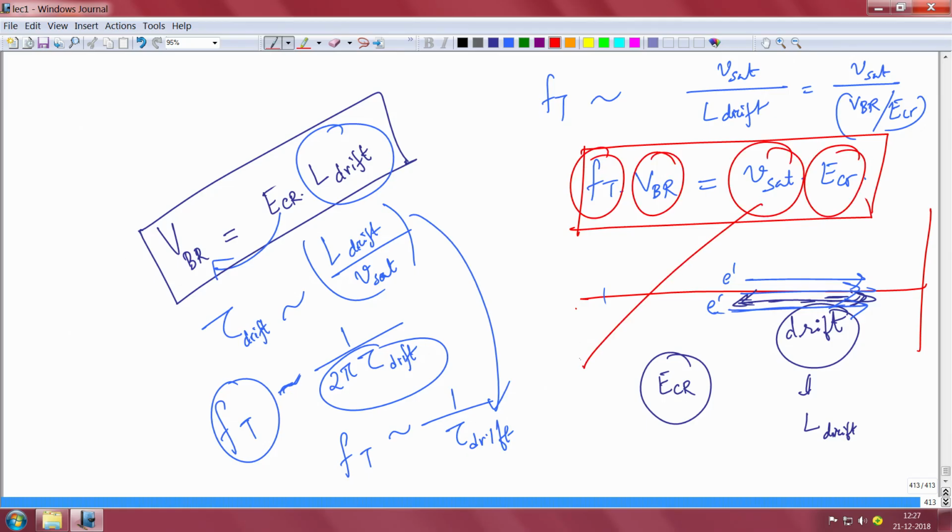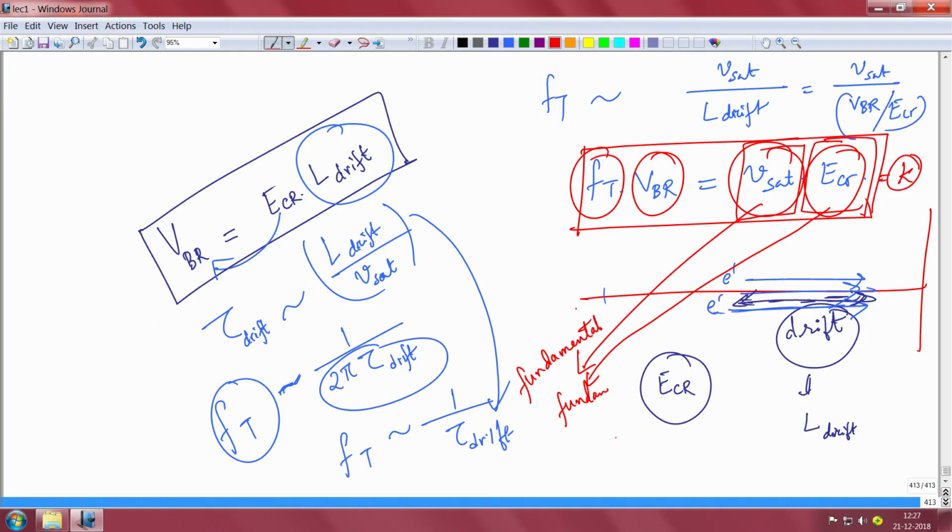Now, the saturation velocity of the electron is a fundamental material property; you cannot change that. Saturation velocity in silicon will be constant. Similarly, the critical breakdown field is also a fundamental property; you cannot change it, it is constant. So, in other words, the product of the saturation velocity and the critical electric field is a constant which you cannot change.